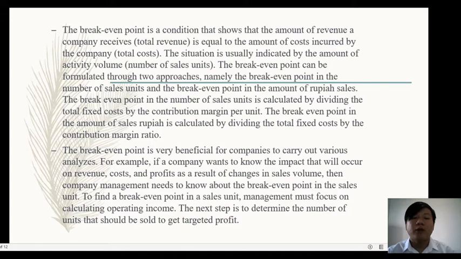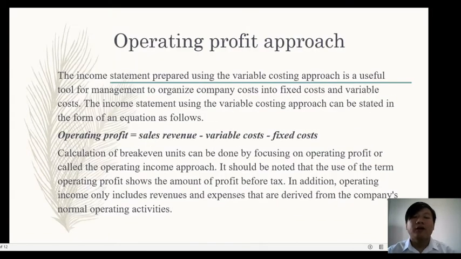To find a break-even point in the sales units, management must focus on calculating operating income. The next step is to determine the number of units that should be sold to get targeted profit. Operating profit approach. The income statement prepared using the variable costing approach is a useful tool for management to organize company costs into fixed costs and variable costs. The income statement using the variable costing approach can be stated in the form of an equation as follows. Operating profit equals sales revenue minus variable cost minus fixed cost.